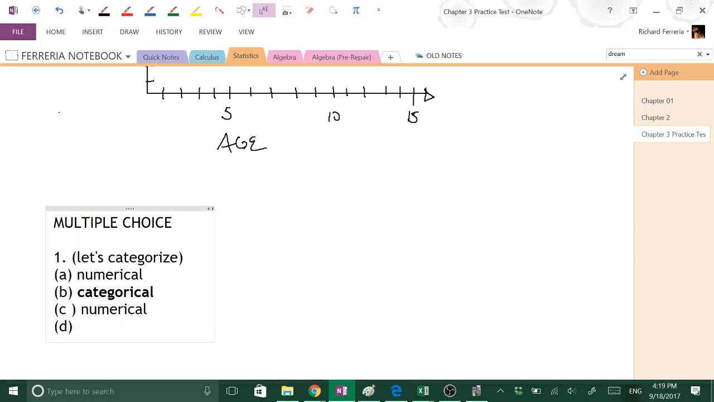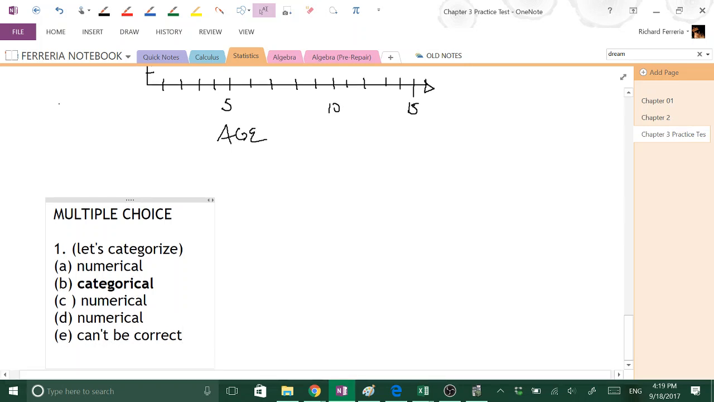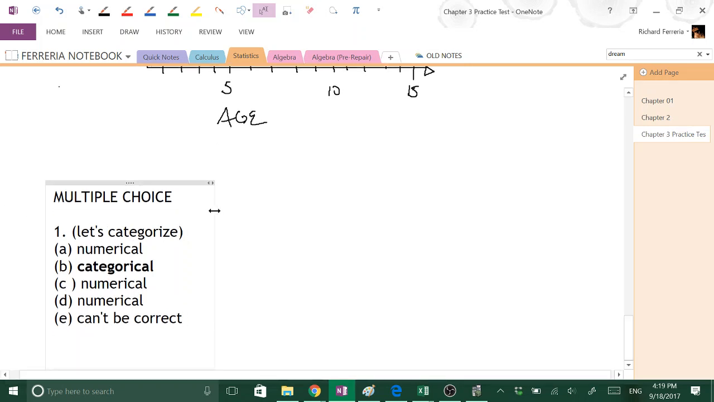D, age of the respondent. Yeah, that's numerical as well. And E, not euro. That's not correct. Okay, that's question 1. Most of the time people can categorize numerical and categorical pretty easily, so don't anticipate a problem there.